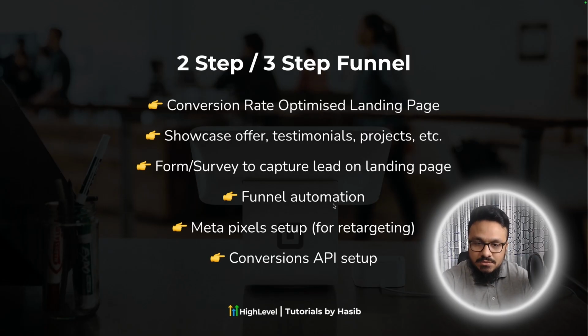We need funnel automation. So when the lead comes into GoHighLevel, you will be adding them to your pipeline. You will get notified that a lead has come in. You need to send the lead a confirmation email and SMS saying that we have received your inquiry, we're working on it. And for that, you need a funnel automation. Then we need Meta pixel setup as well. So when the lead comes in, you need to record that as a conversion event and send it to Meta. And that's something you can do using Conversions API, and that we will obviously set up and show you how it's done.